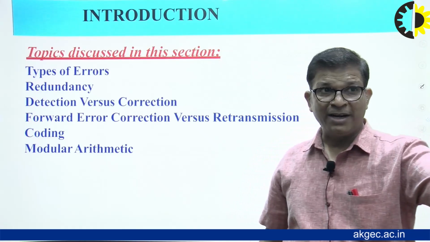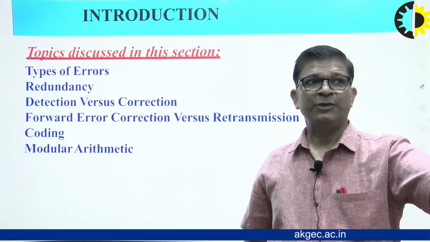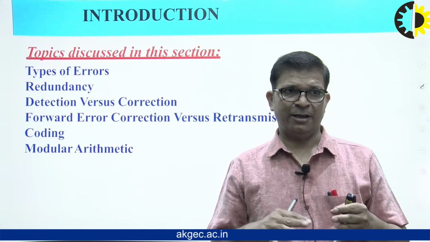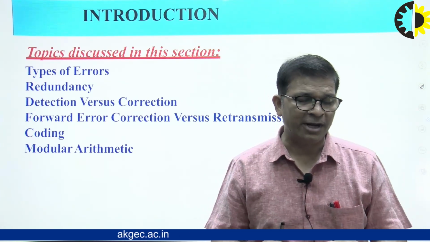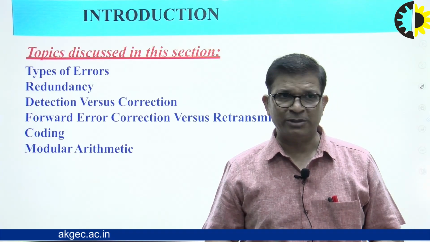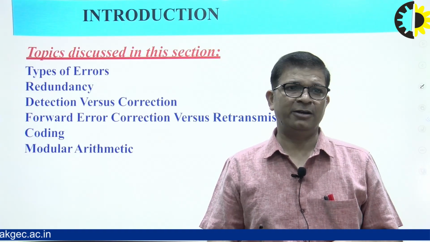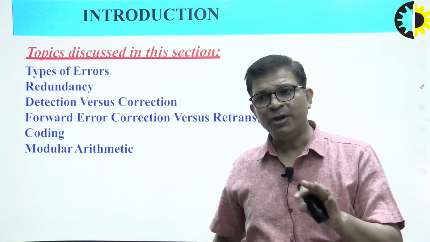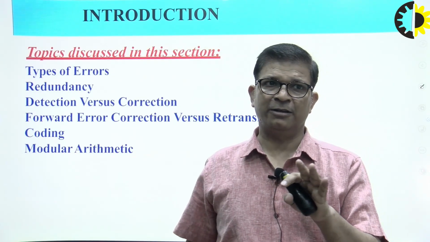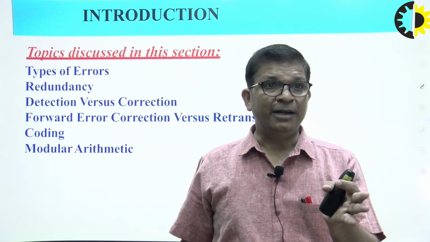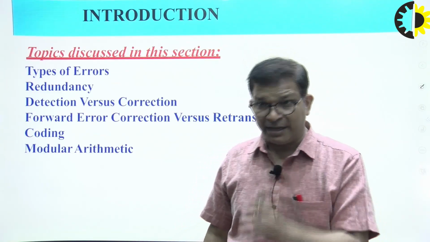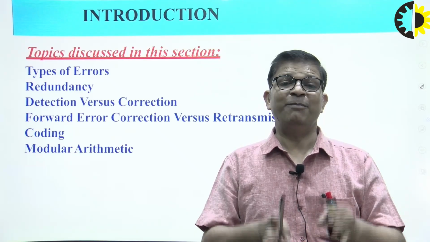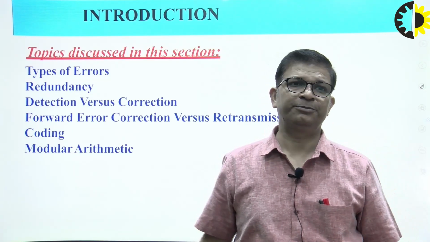So, forward error correction versus retransmission. In forward error correction, we can detect and correct the error, but if we are not able to correct it and are not receiving the actual signal, we can just ask the sender to send it again. Detection and correction: if we are able to detect that this is erroneous data, this is detection. And if you are correcting it, matching the data that the sender sent, this is correction.